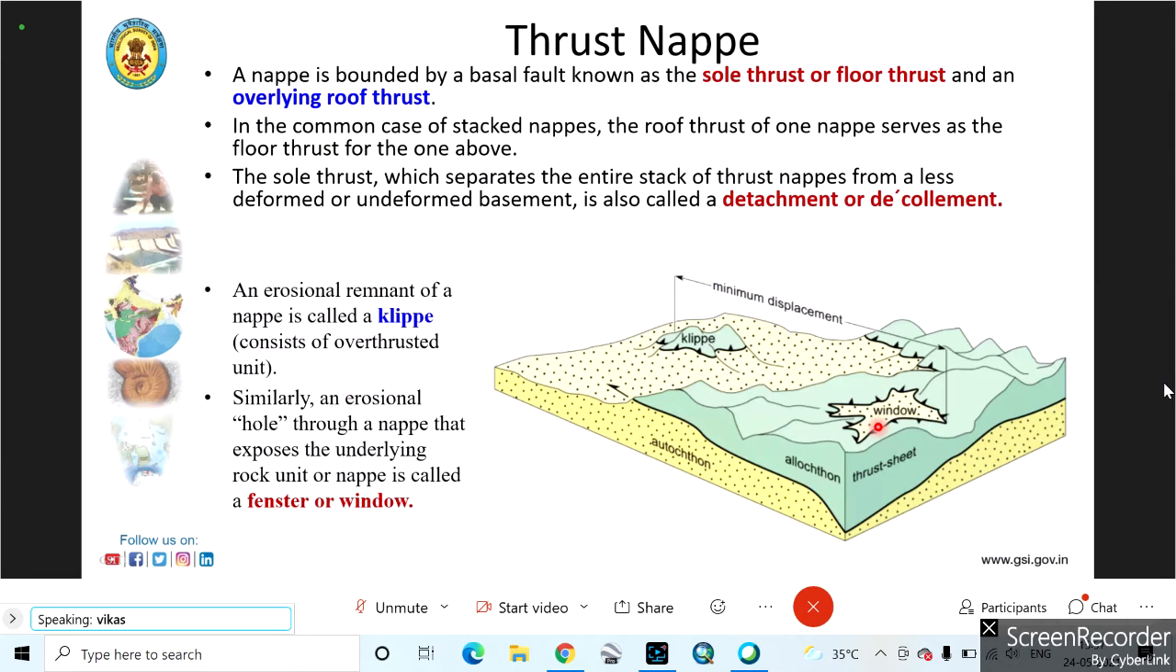Both can happen: older can come over younger, or younger can come over older in a thrust terrain. It's not that older will always come over the younger part. Even younger materials can sometimes get thrusted over the older. So once they have been eroded, we call it a klippe and window. If you are getting a klippe and a window, it's sure shot that it's a thrust nappe. It's a nappe terrain you are seeing. Next, please.